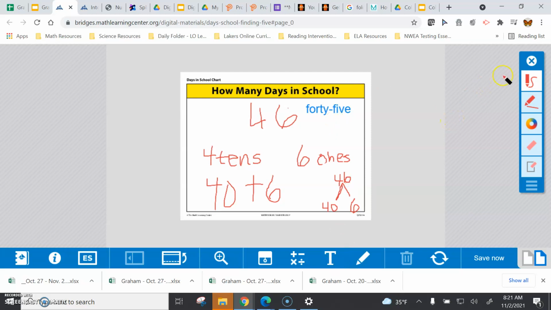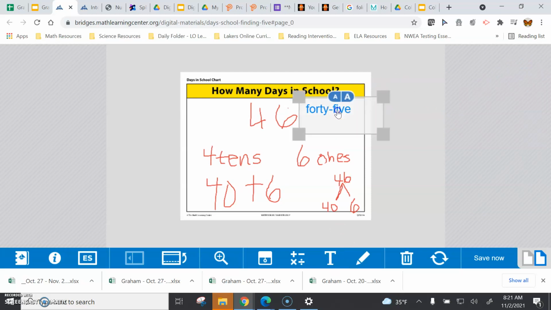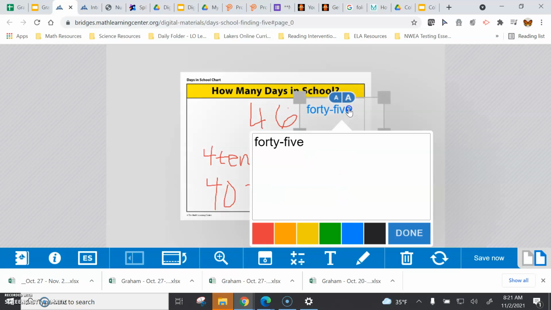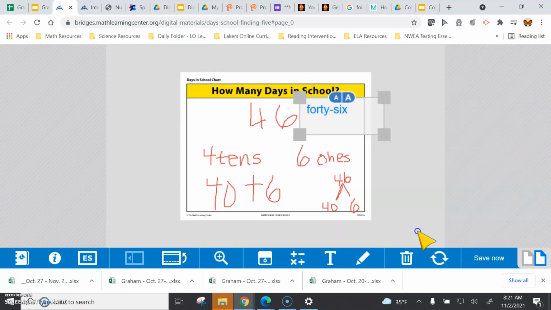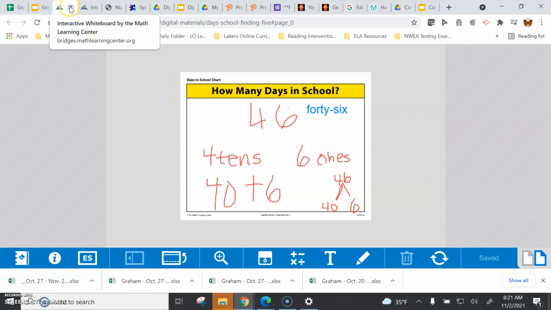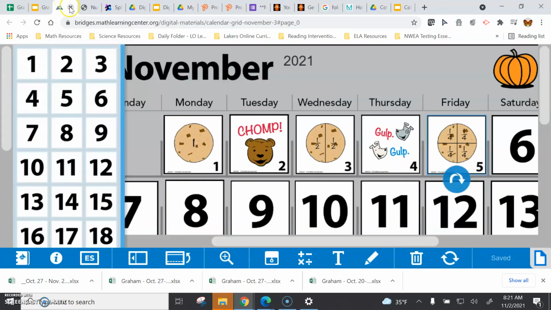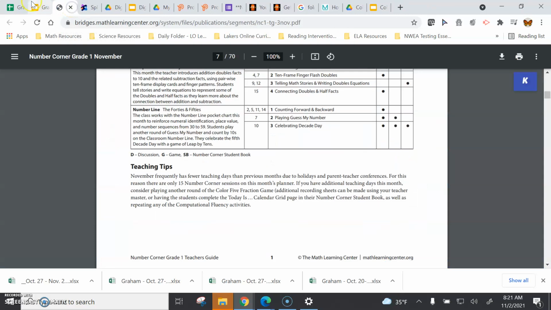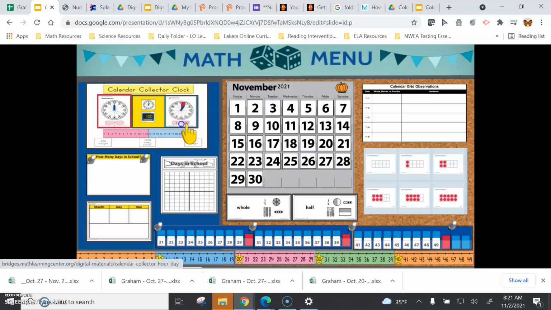And then, my dears, we are going to change our number word. Our number word is now going to be 46. I want you to see that there are different ways to show and represent this number 46. Fantastic job, All-Stars. Fantastic job. We are going to do one more thing.